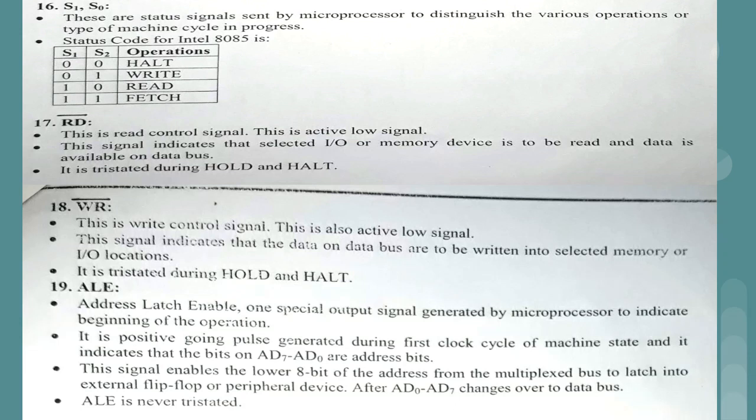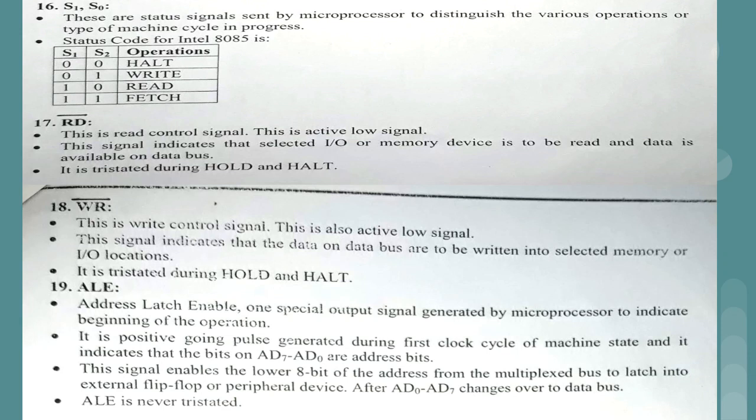So just see the table. If S1 is 0 and S0 is 0, then the halt operation is performed. Both values are 0, we are not performing anything, so halt operation. If we have the 0 1 combination, then we have the write operation. If we have the 1 0 combination of the values of pins S1 and S0, then we are performing the read operation. And if we are performing a fetch operation, meaning we are trying to get some data from the memory, in that situation S1 and S0 are set to 1 1. Both the values are 1 1.